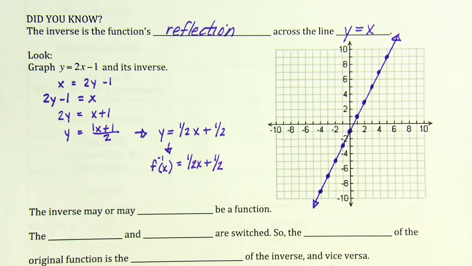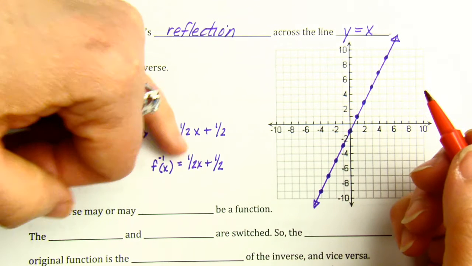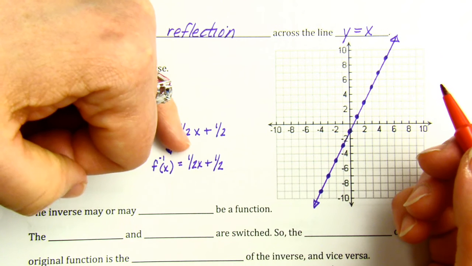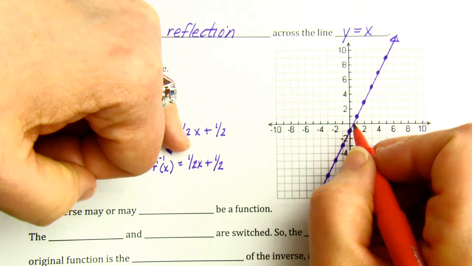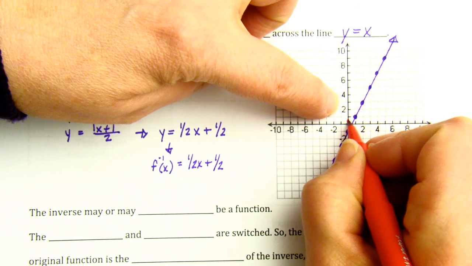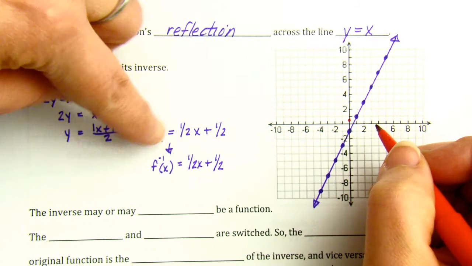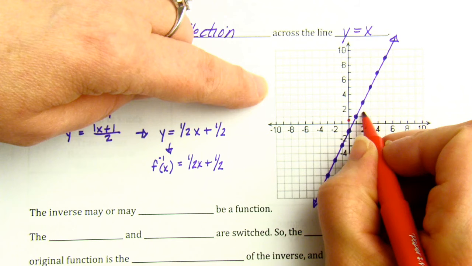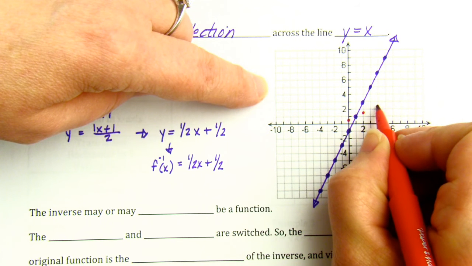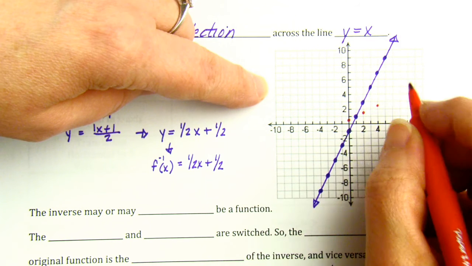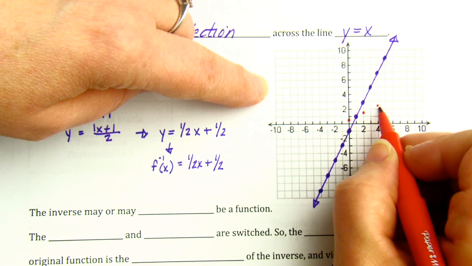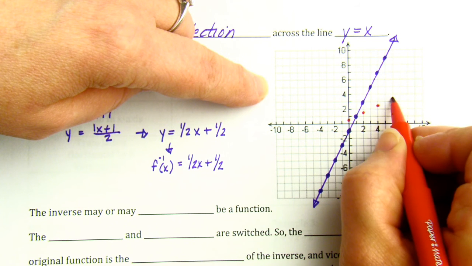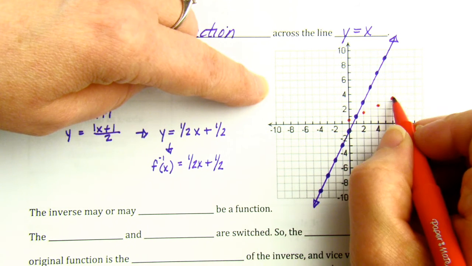Now, in a different color, I'm going to graph this line. F inverse of x equals 1/2 x plus 1/2. So the y-intercept is 1/2. Got to be midway between. And then up 1 to the right 2, just like we did before in the last lesson. Up 1 to the right 2. And then from here, up 1 to the right 2. Up 1 to the right 2.